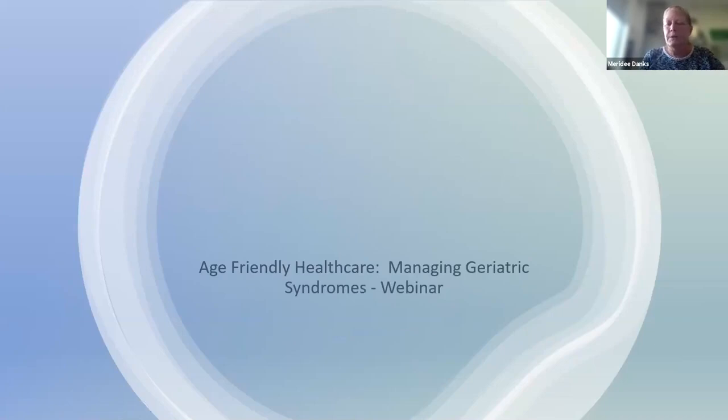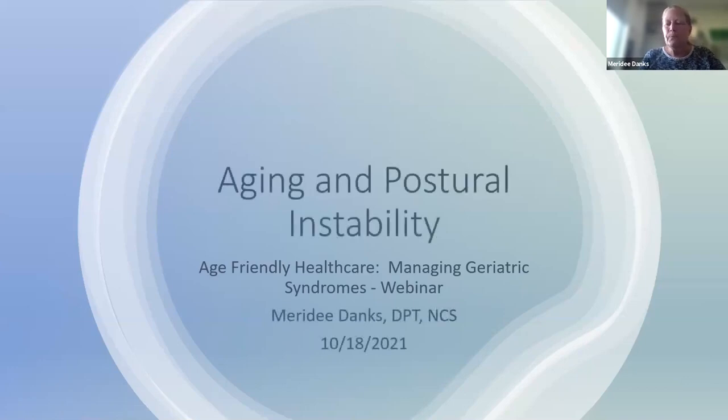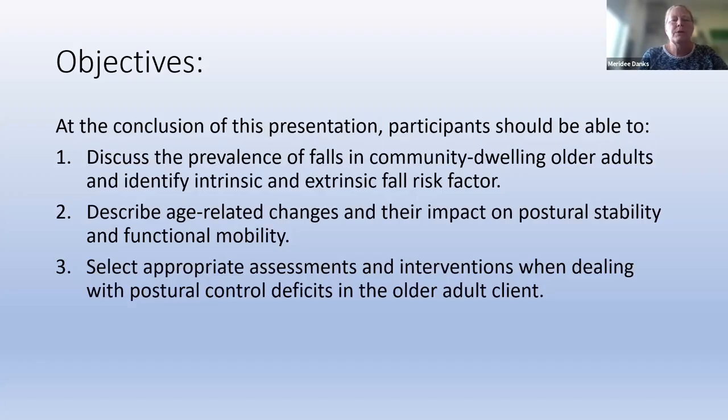Just to give you a little heads up, we'll be talking about postural instability in aging. And so we have the objectives. With the objectives, my goal is to give you a sense of what the prevalence of falls is in community dwelling older adults.